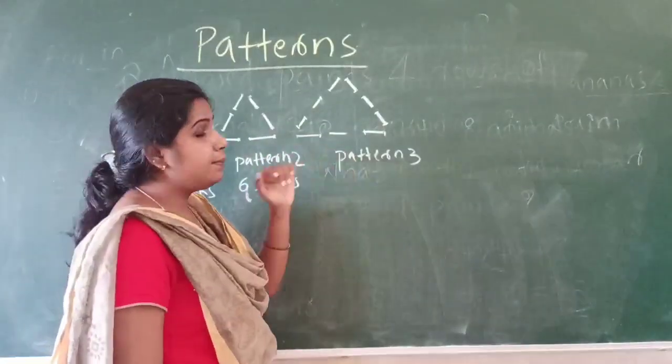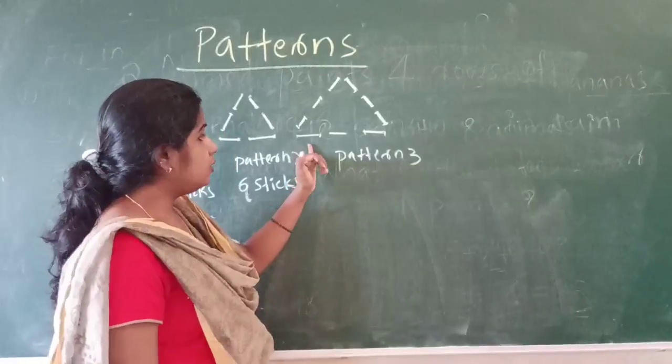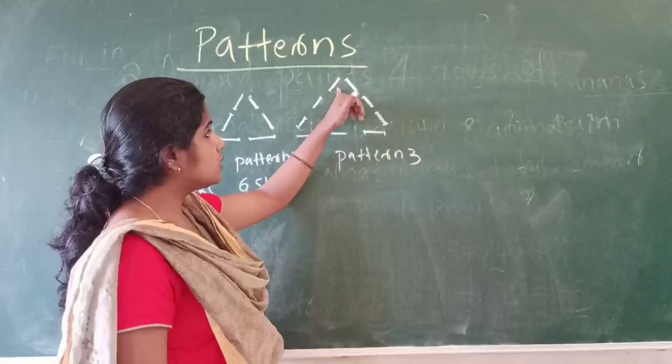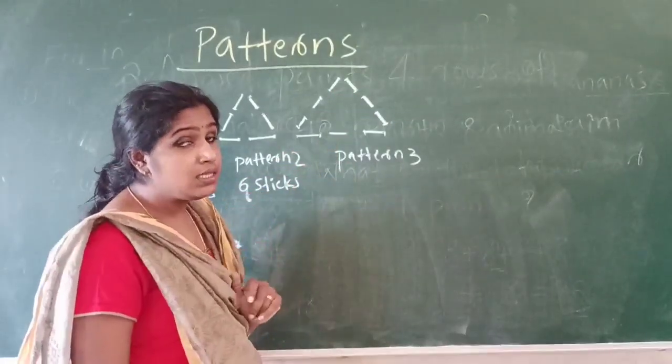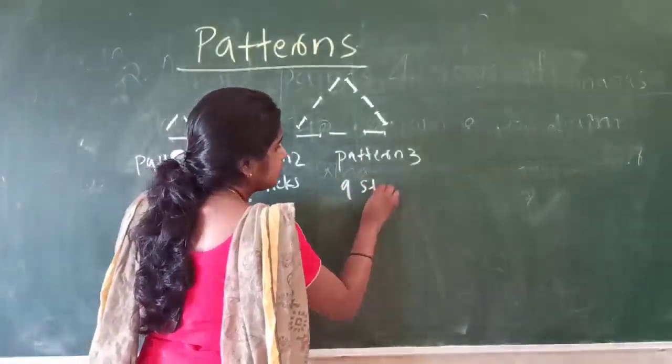Okay. Then, in pattern 3, can you say how many sticks? 1, 2, 3, 4, 5, 6, 7, 8, 9. There are 9 sticks in pattern 3. Is it? 9 sticks.